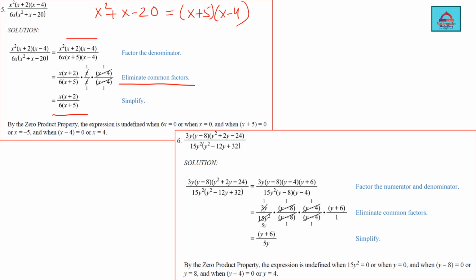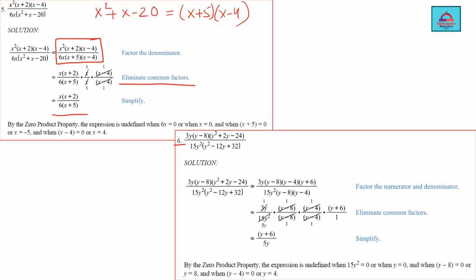For calculating the points where the function is undefined, we are going to use this expression, and 1, 2, 3, there are 3 points. The first point is x equal to 0, the second point is x equal to minus 5, and the third point is x equal to 4. So wherever the denominator becomes equal to 0, remember by zero product property, the expression is going to be undefined.